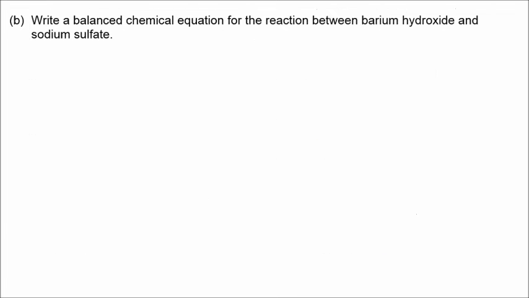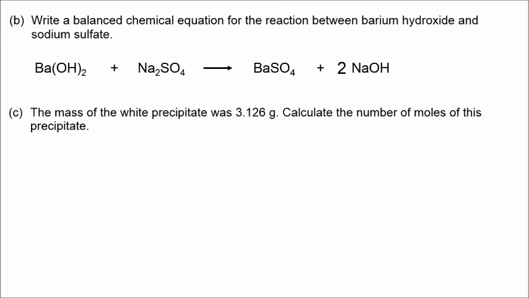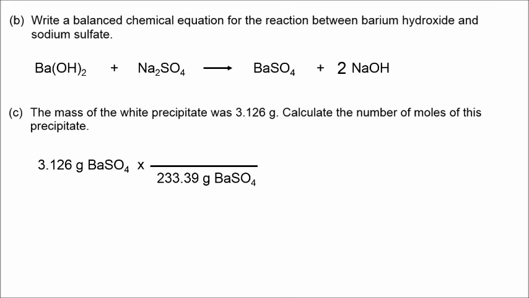Now, the balanced chemical equation for the reaction between barium hydroxide and sodium sulfate looks like this. It's a double replacement, so we get barium sulfate and sodium hydroxide. And there should be a coefficient of 2 in front of the sodium hydroxide. In terms of the conversion from grams to moles, 3.126 grams of barium sulfate converted into moles gives us 0.01339 moles of barium sulfate.